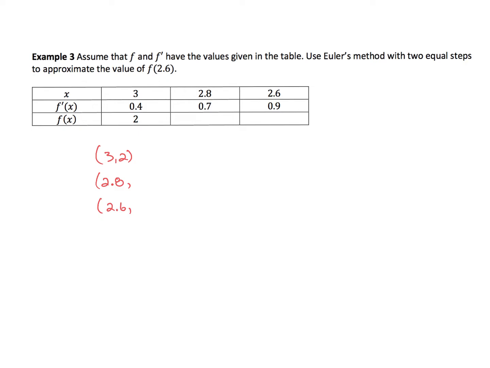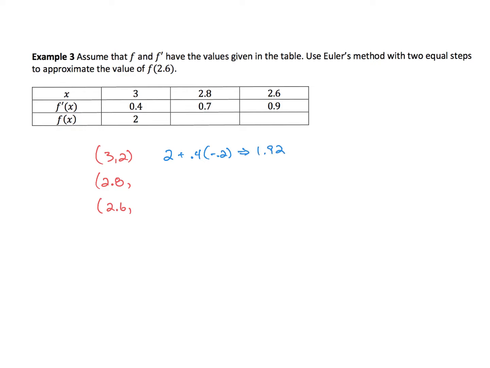So now I'd have 2. We need a point and a slope, right? Yes. 2. And then what is my slope there? 0.4. Times, what is my step? Negative 0.2. Why is it negative, guys? Because it's going backwards. It's going down. So 0.4 times negative 0.2 is negative 0.08.